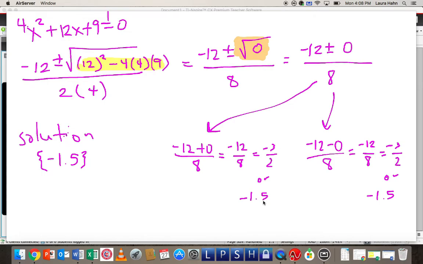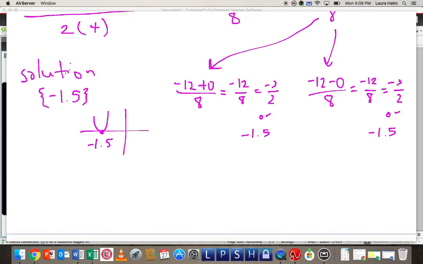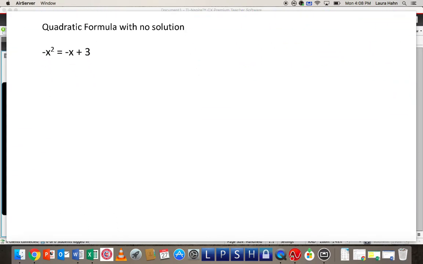So, for example, here's my x and y axis. My parabola would only touch one time there at negative 1.5. That's what that would look like. All right, so that's an example of if you only have one solution. Okay, sometimes you have no solution, all right?